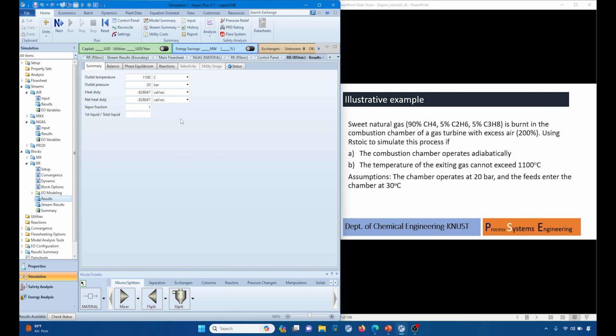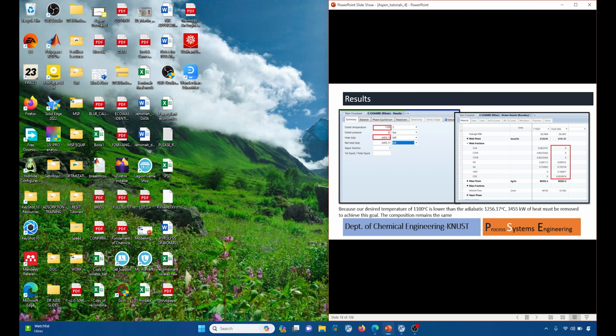When we go to our results, we get a duty. So put this in kilowatts, and the reactor is able to give us the duty, right, the amount of heat we have to remove from the reacting system in order to maintain the temperature at 1,100 degrees Celsius. So that is it for the stoichiometric reactor, RStoic.